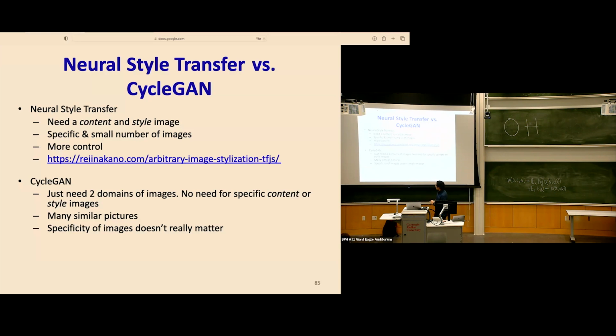In neural style transfer, we have more control because you're able to essentially guide the model into styling a specific content image into the output that you would like. In cycle GAN, that's not necessarily the case. You get a more generalized representation. In cycle GAN, the specificity of images doesn't really matter. It can just be a general class and another general class, a daytime image class and a nighttime image class, and you just convert it.